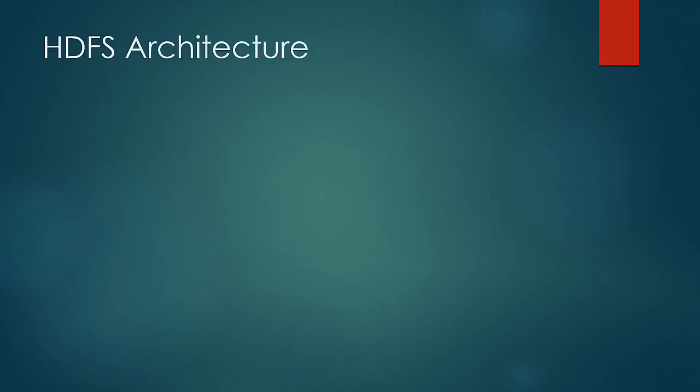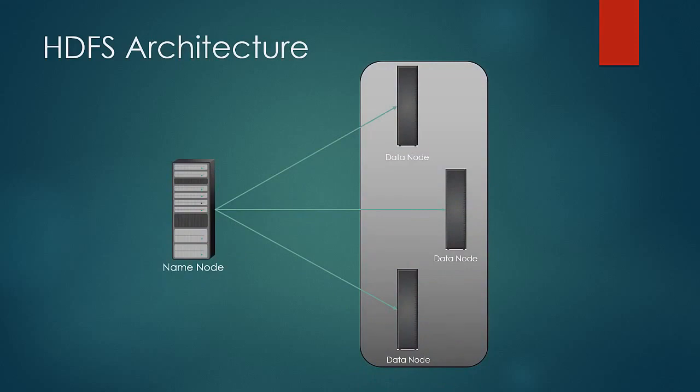HDFS works on master-slave architecture. Name node is the master node and data nodes are the worker nodes. That means name node would be responsible for all the management of the storage space on the data nodes, and data nodes would do the actual groundwork of storing the data blocks.